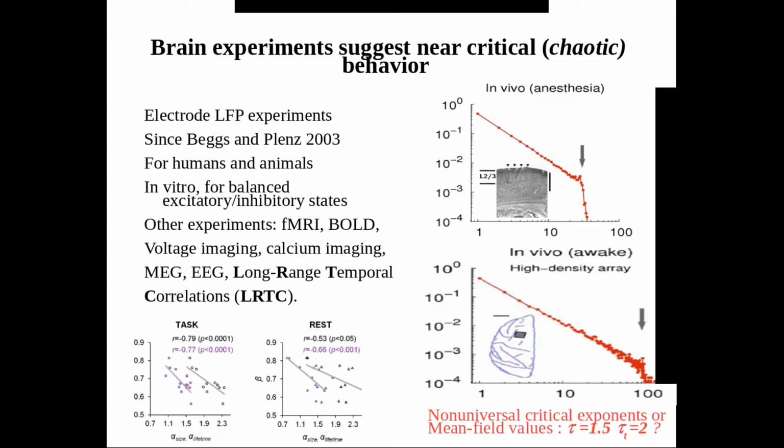These are a little bit in contradiction with the first experiments by Beggs and Plenz, who claim strictly mean field values. Here, excuse me, the alpha is denoted by tau, so they claim in Beggs and Plenz that these are mean field exponents, tau equals 1.5, and tau_t for the temporal size is 2. So these correspond to the mean field of the simple branching models.